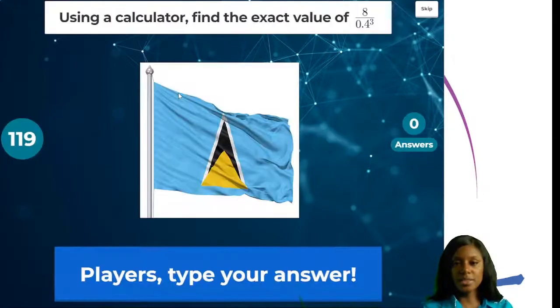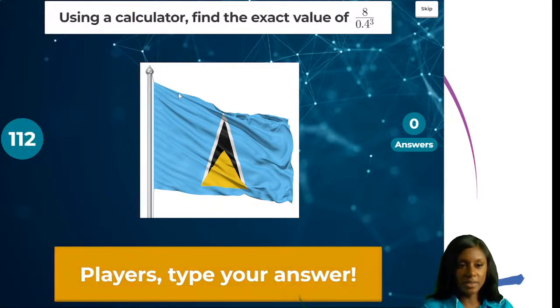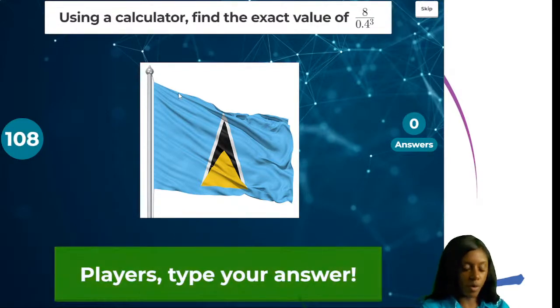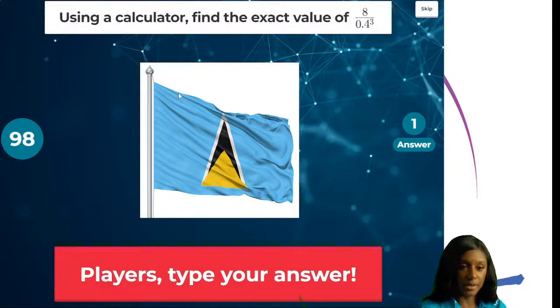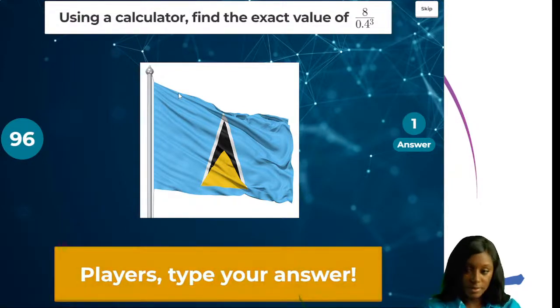The question says, using a calculator, find the exact value of 8 over 0.4 raised to the power of 3. So again, it says using your calculator. You have to use your calculator to calculate this, and you simply type in the answer as is.